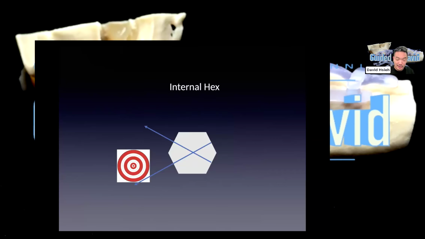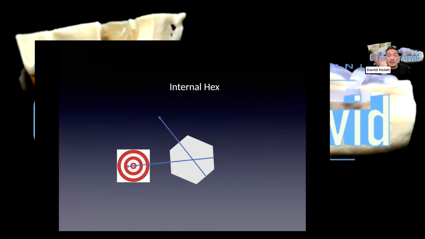Because the internal hex rotates, we might not be able to aim for the correct trajectory. The timing of the implant tells different stories, so we have to aim the implant in the right place. There's a screw axis. It's not only mesial buccal; we're talking about mesial buccally, right? So let's talk about mesial distally.